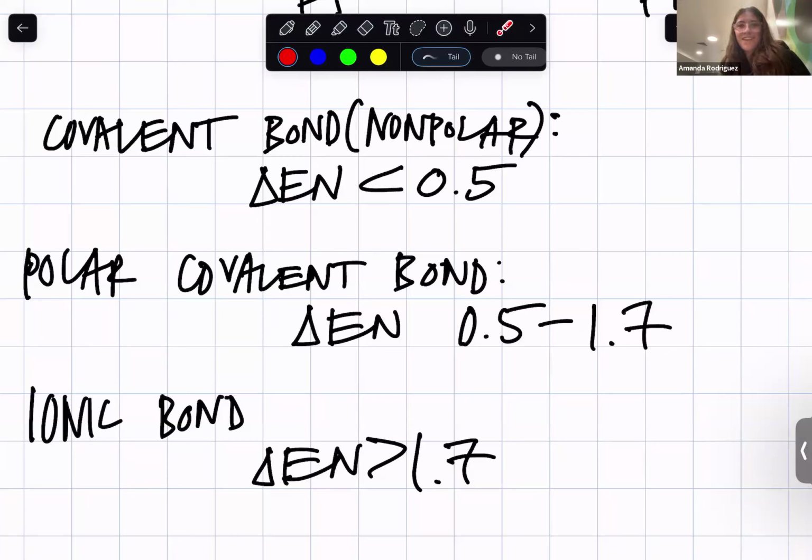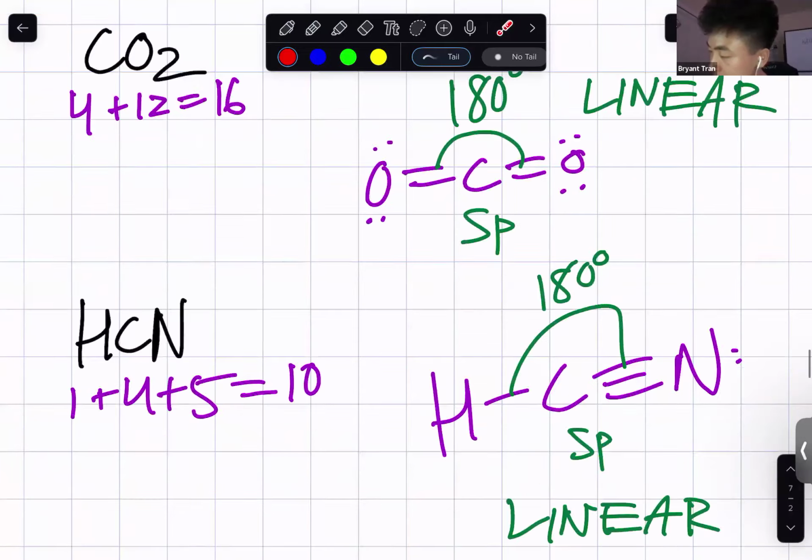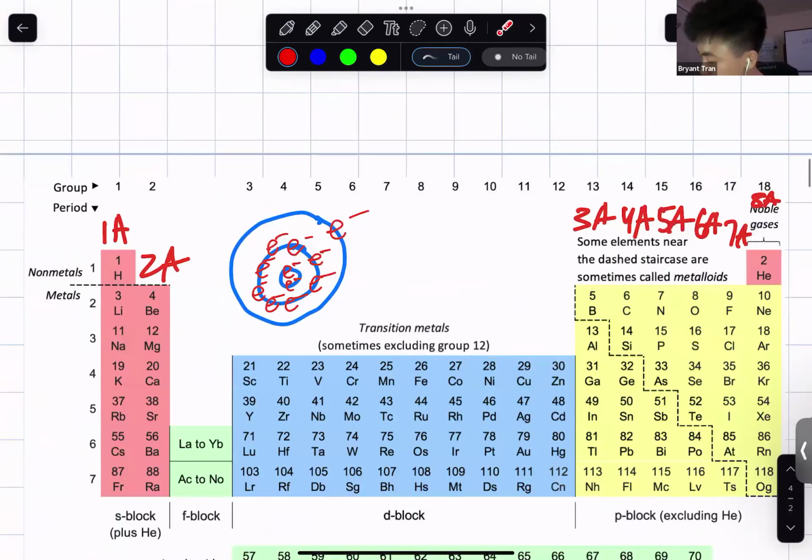Whereas fluorine, how many valence electrons does fluorine have? 7. Seven. So it really wants to grab one electron to be happy. It just needs one more electron to be happy. So that's why it's very electronegative. But do you know why fluorine is more electronegative than the atom below it, which is chlorine?